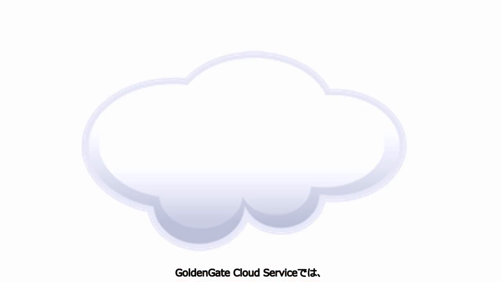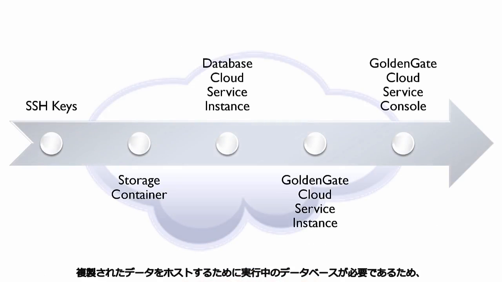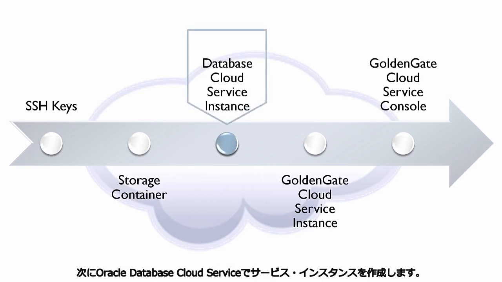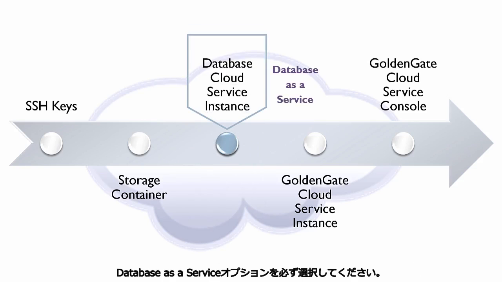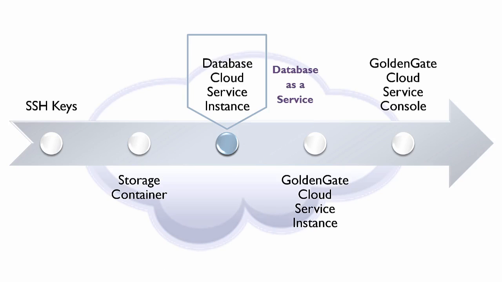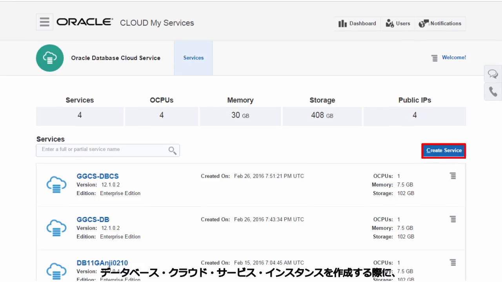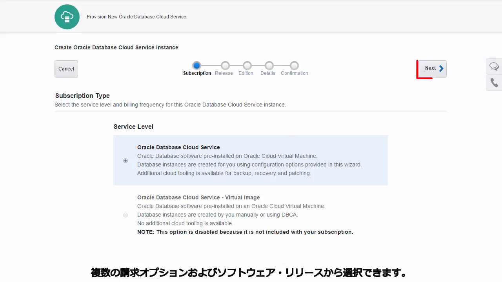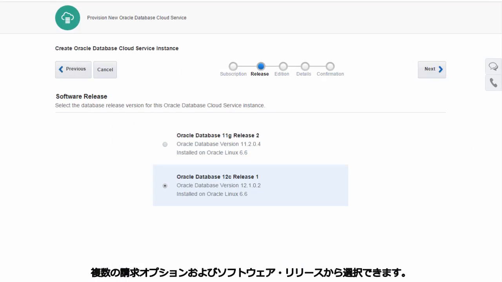GoldenGate Cloud Service requires a running database for hosting its replicated data. So next, I'll create a service instance in Oracle Database Cloud Service. Be sure to select the database as a service option. When I create a database cloud service instance, I can choose from several different billing options and software releases.